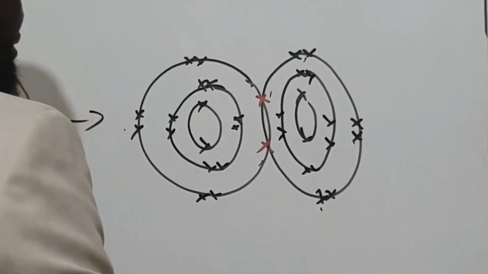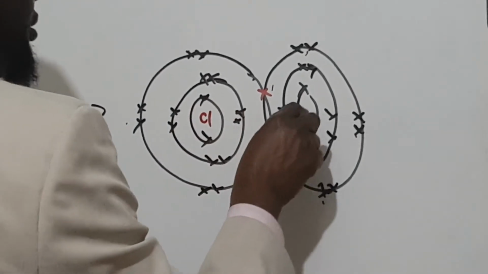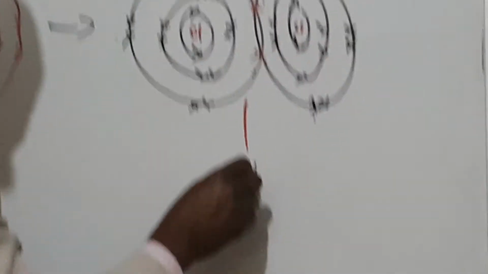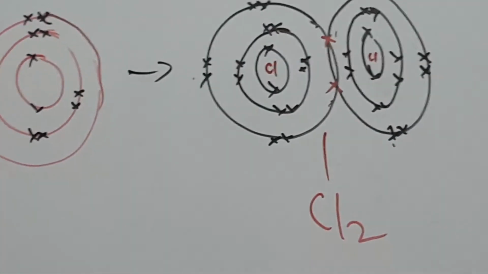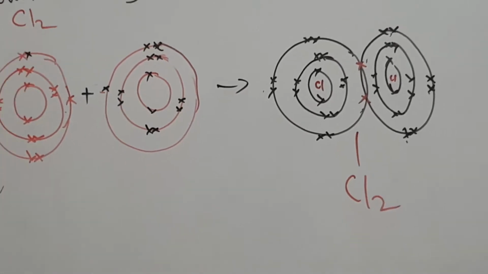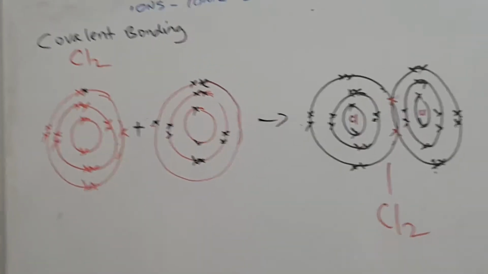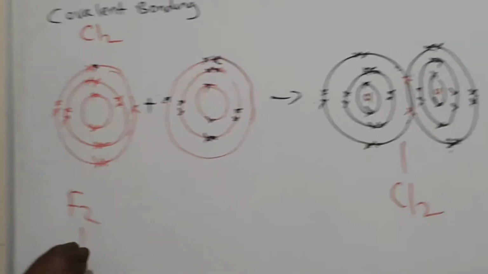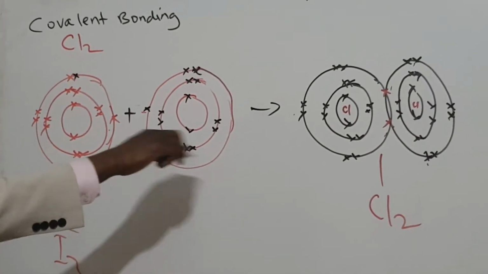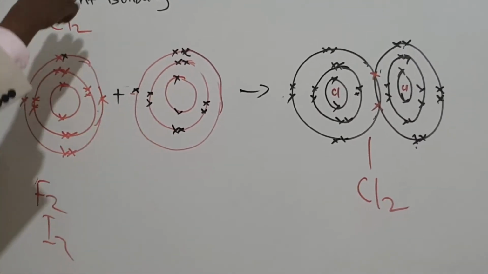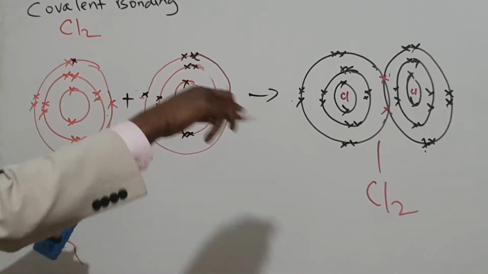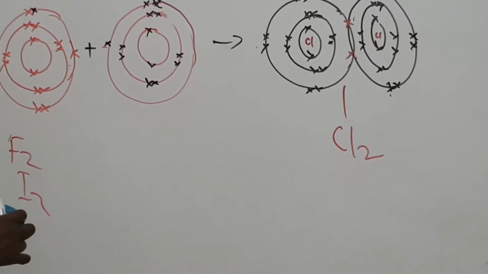Remember, this is chlorine. This is chlorine. So we call this a chlorine molecule, Cl2, because there are 2 chlorine atoms. This is called a covalent bond. Now the same thing we can do with fluorine and iodine. We can do the same thing: the outermost shells sharing the number of electrons.